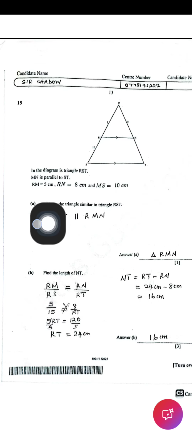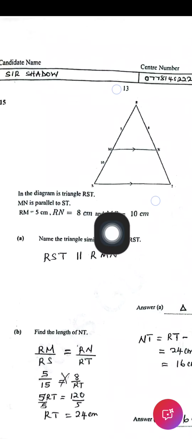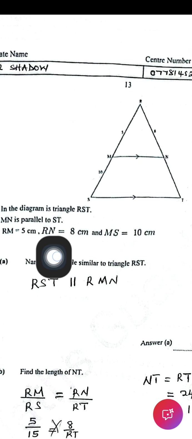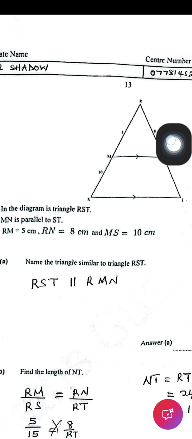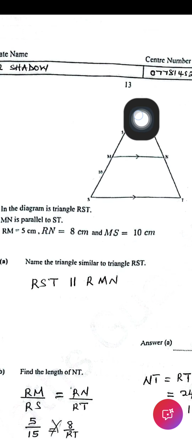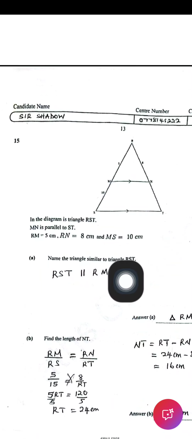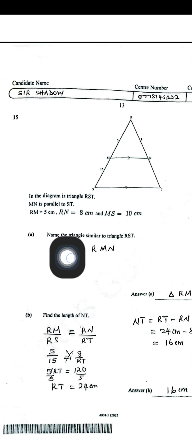So you are given RM, which is 5 centimeters, found right here. Then RN, which is 8 centimeters right here. MS, we're given M right here, S, which is 10. So in total, RS is equivalent to 15. Then we were asked to name the triangle that is similar to triangle RST.